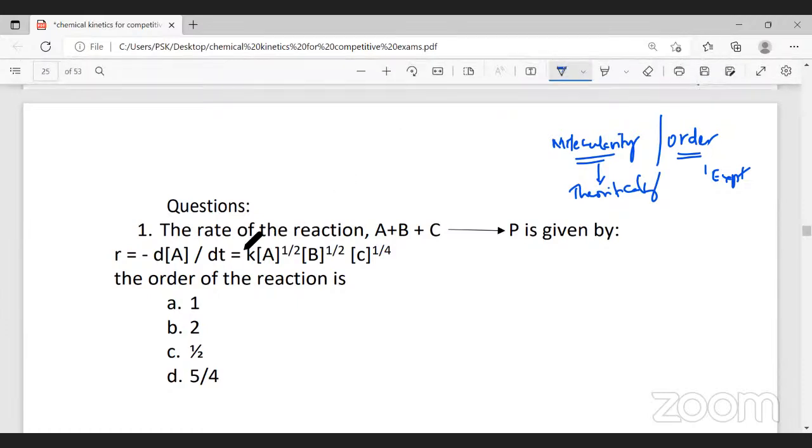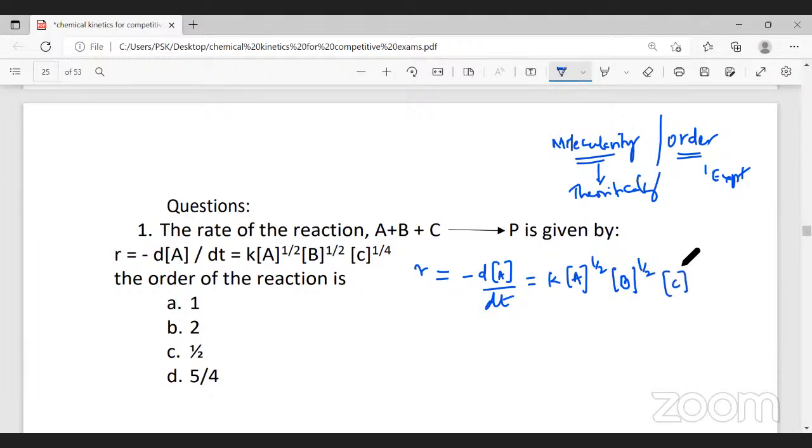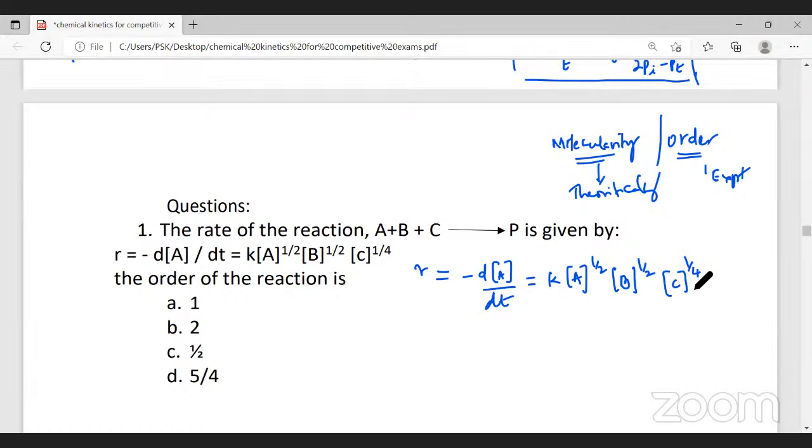All right, the first question is: the rate of a reaction A plus B plus C giving you P is given by... Rate of a reaction is defined as change in concentration with respect to time, and it is a minus sign because we know that concentration of the reactant will decrease. So minus change in concentration of A by dt is given as K into A to the power half, B to the power half, and C to the power 1 by 4. And they're asking the overall order of the reaction.